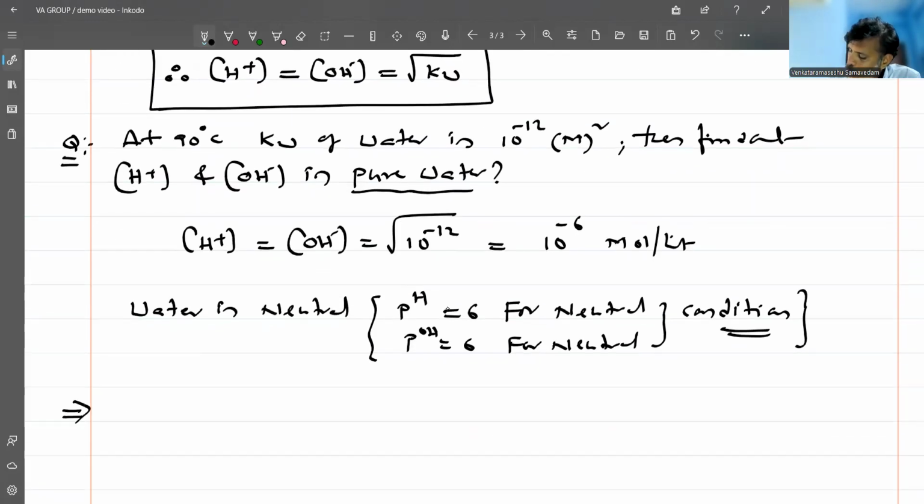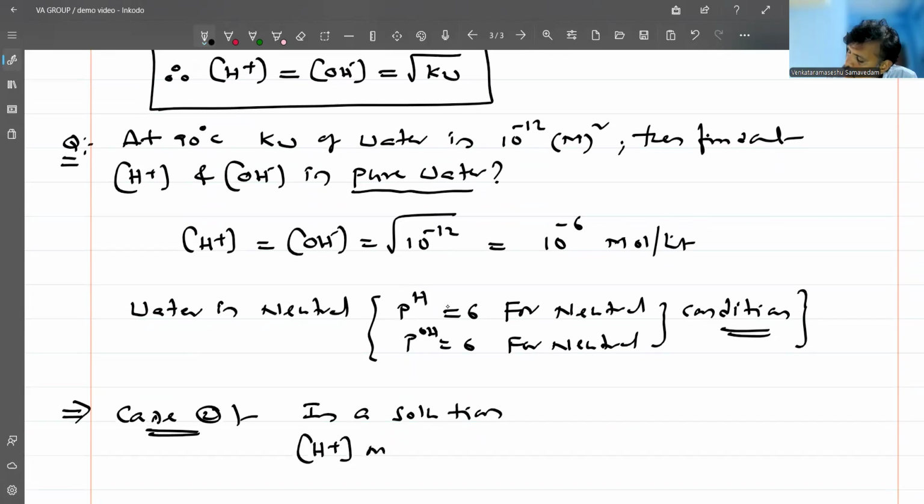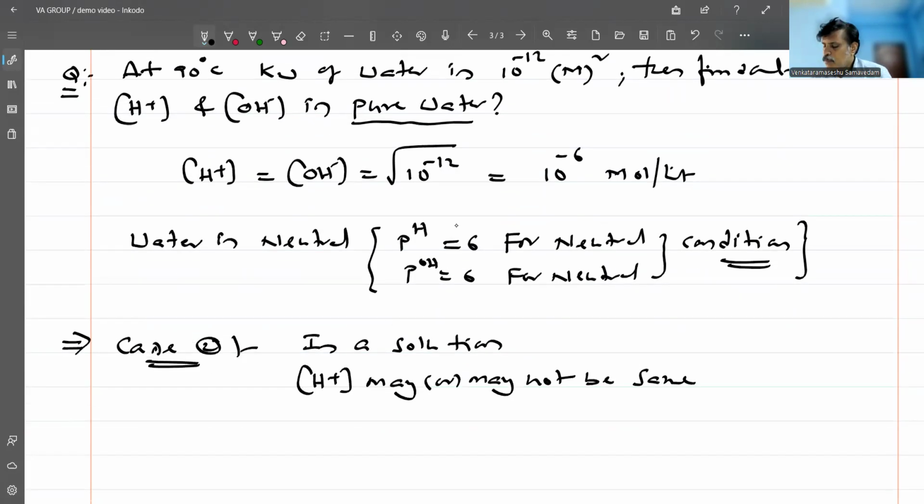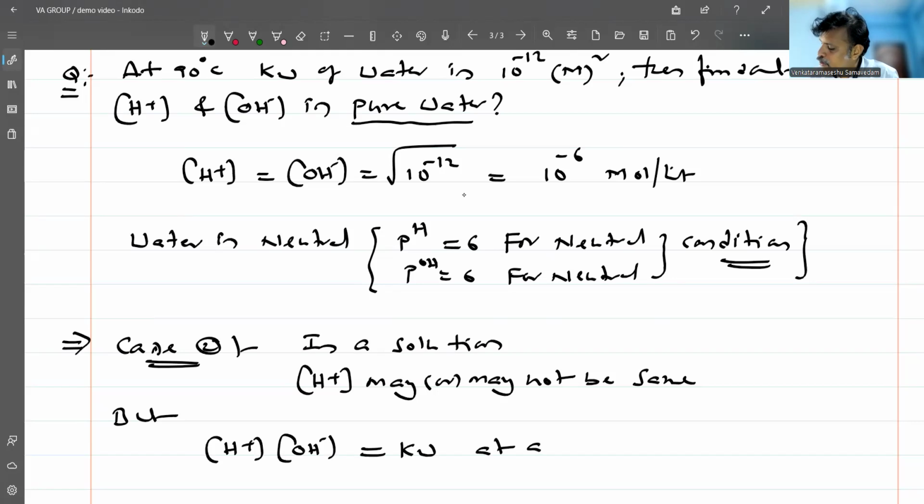Another case, case 2: in a solution, how to give the relationship between H plus ions and OH minus ions concentration. In a given solution, H plus ions concentration and OH minus ions concentration may or may not be the same. But the product of H plus and OH minus ions concentration should be equal to Kw at a given temperature.